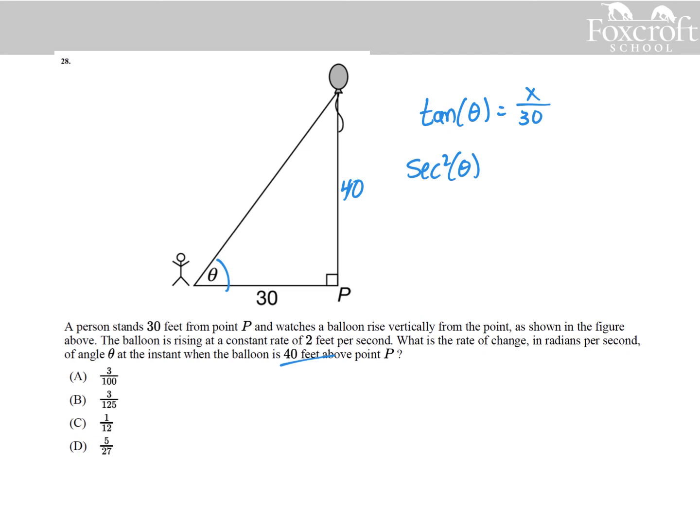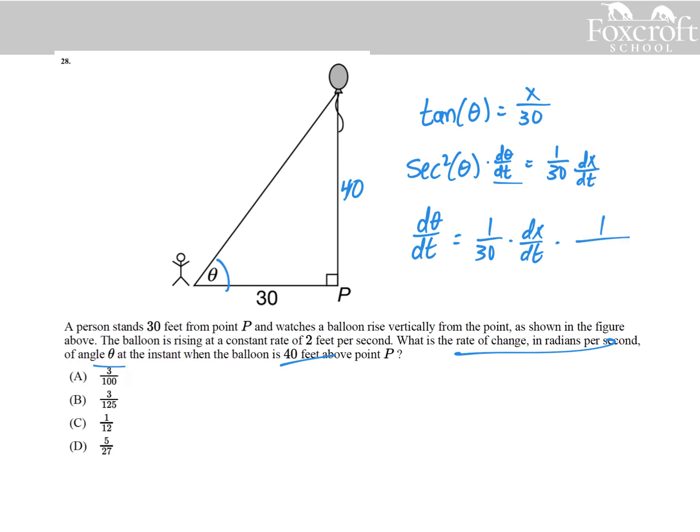So whenever I take the derivative, when there's multiple variables involved, you're going to get a d theta dt. Take the derivative, I can pull out the 1 over 30, and then dx dt. And I'm trying to figure out the rate of change of the angle, so I'm going to isolate that. So I'm going to get d theta dt equals 1 over 30 times dx dt times 1 over secant squared.